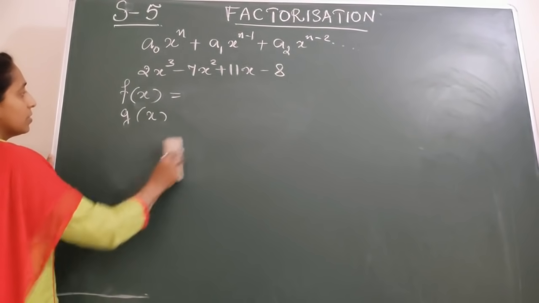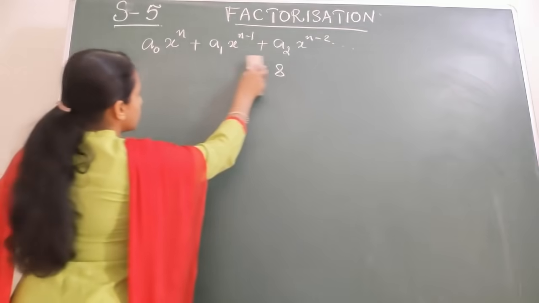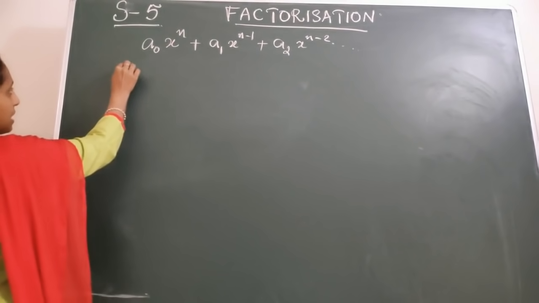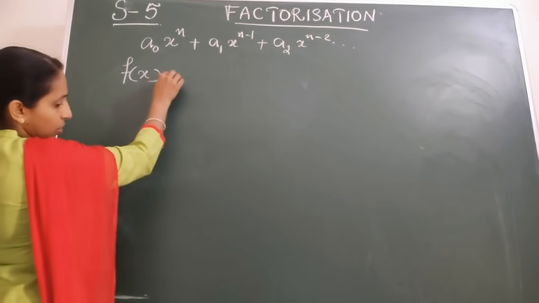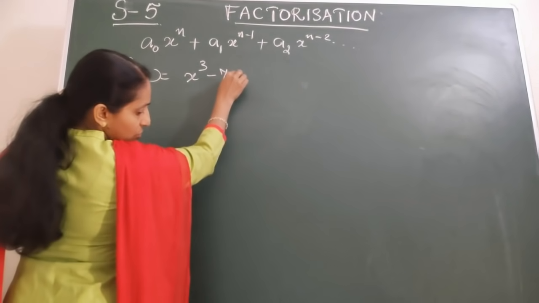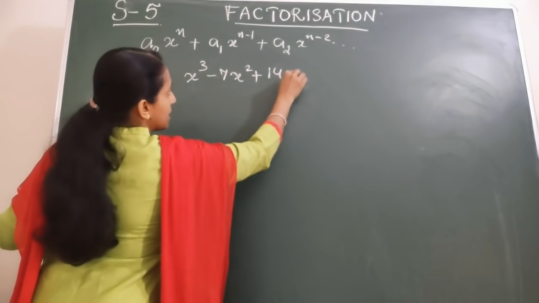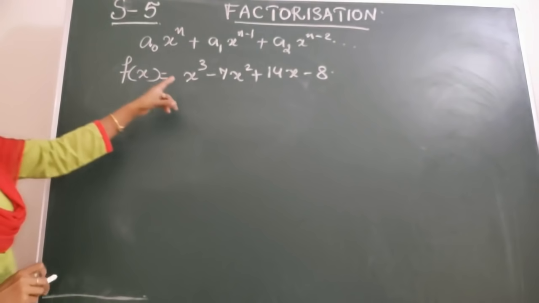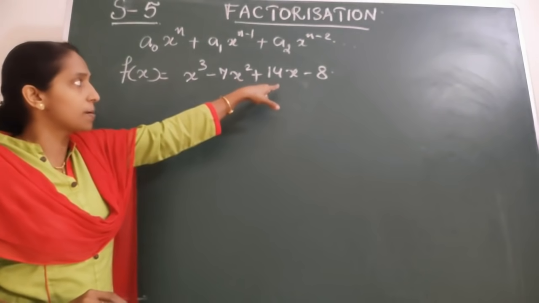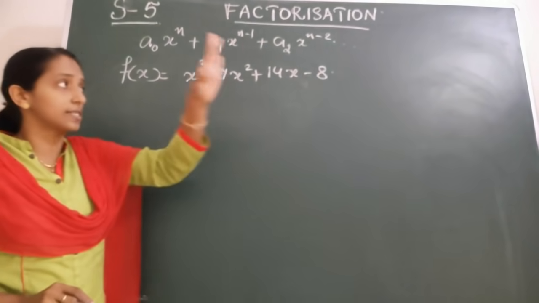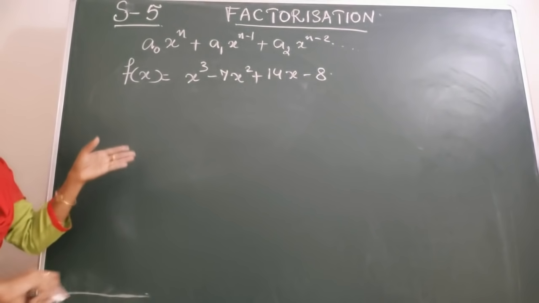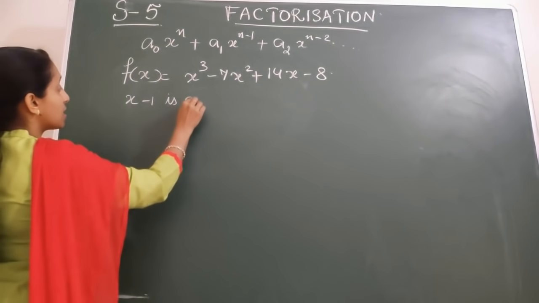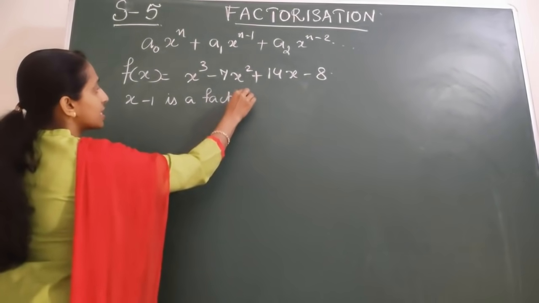So today we are going to deal with two of the most important theorems of a polynomial. If you take a polynomial in general, f of x equal to x cube minus 7x square plus 14x minus 8, I think in class 7 you have studied, check whether x minus 1 is a factor of f of x. How will you check this one?